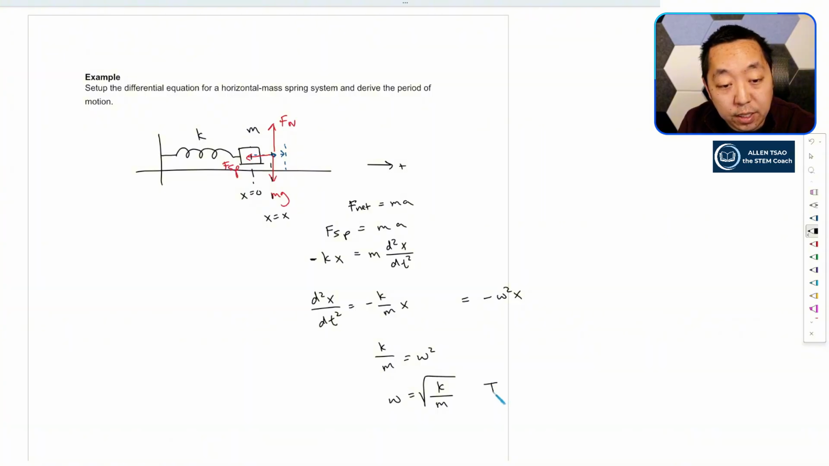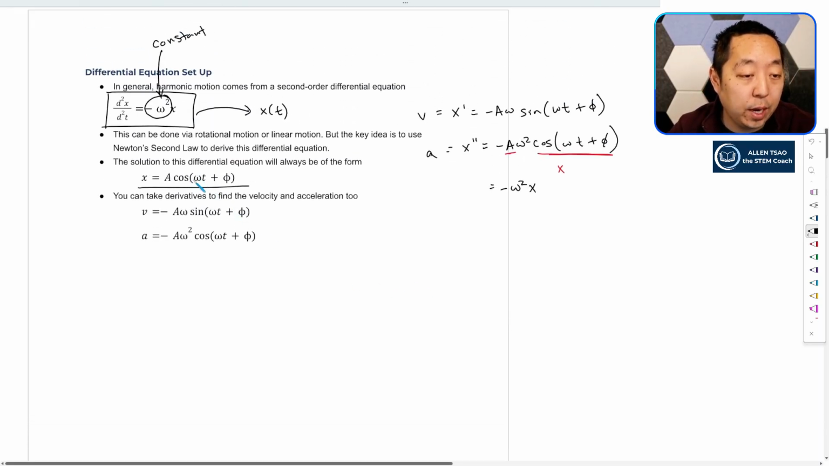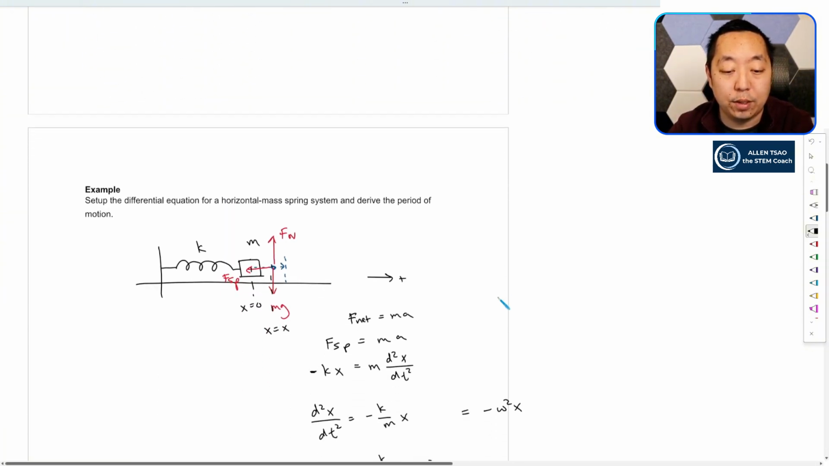Now the period for a sinusoidal curve is 2 pi divided by this omega. I don't know if you guys remember that. Like we talked about in the first lesson on general harmonic motion, 2 pi divided by that number there is going to give you the period. You should have learned that in pre-calculus a bit, right?